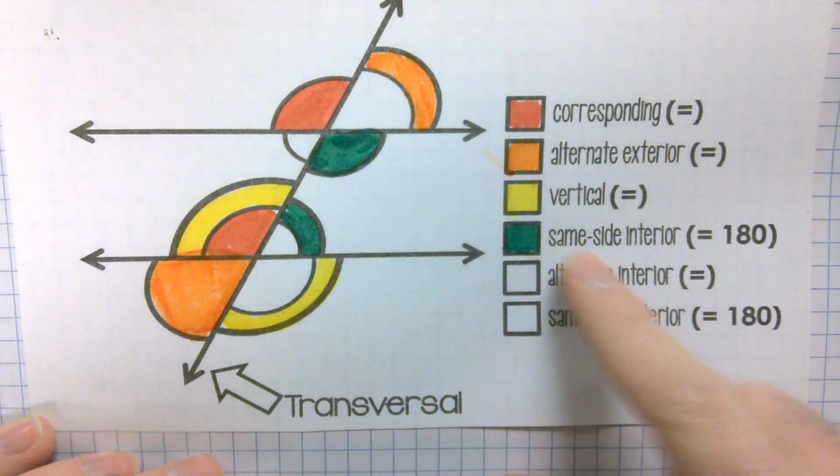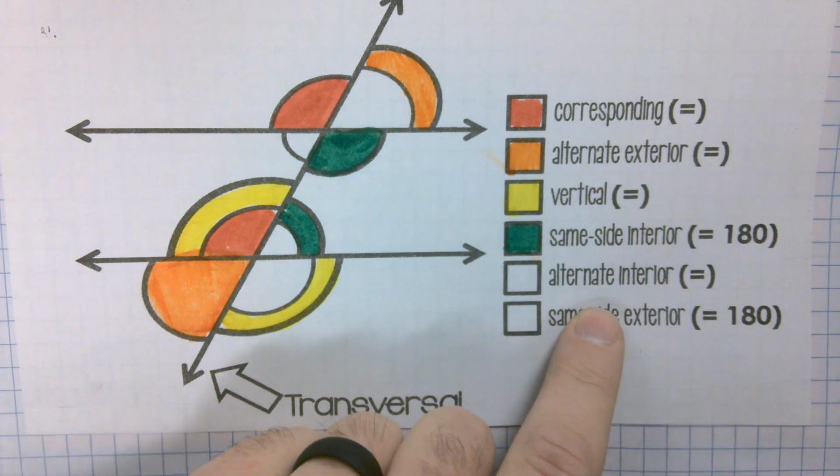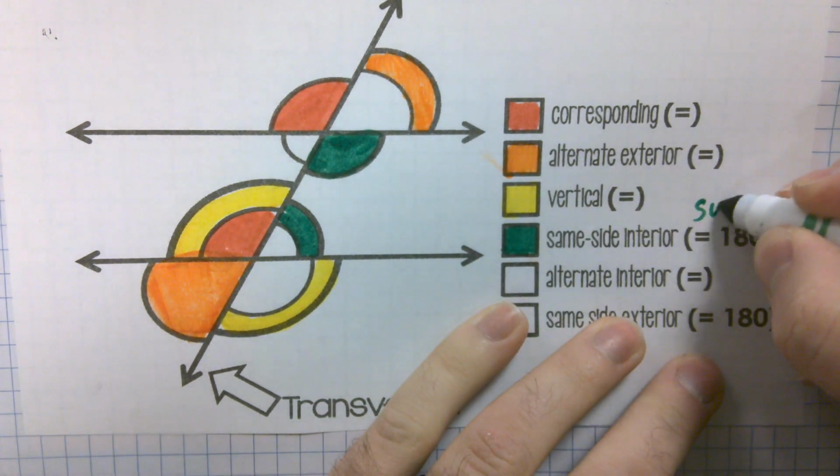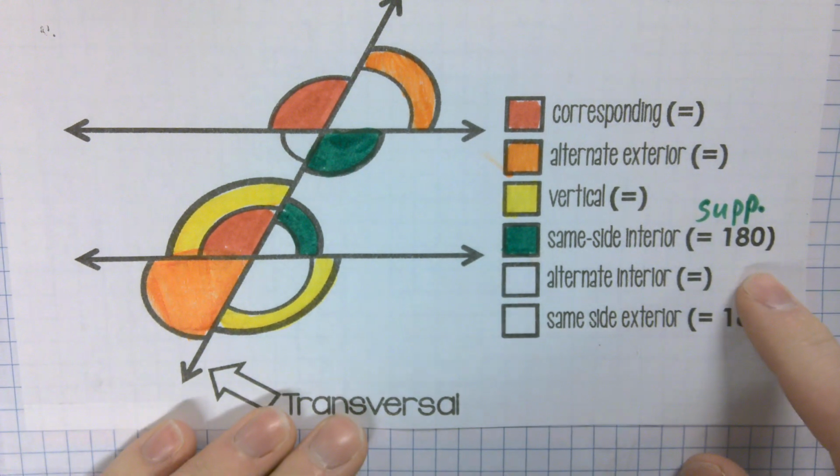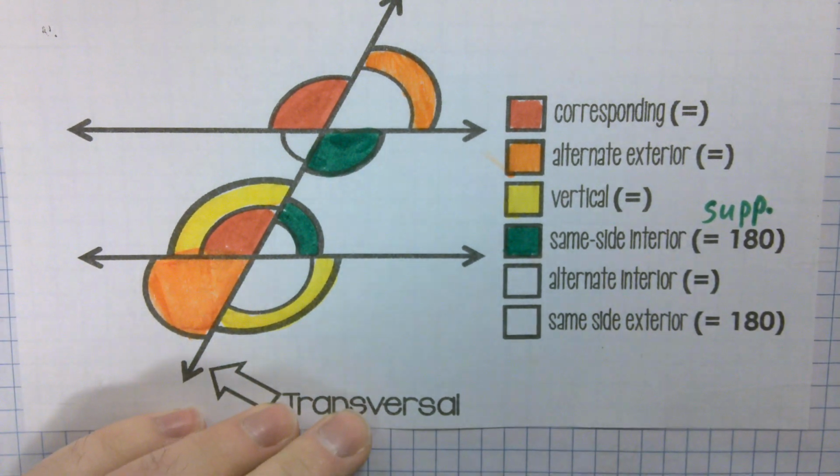Now, same side interior angles, these are actually supplementary. Go ahead and write supplementary above that equals 180. You can write it in pencil, I don't care.